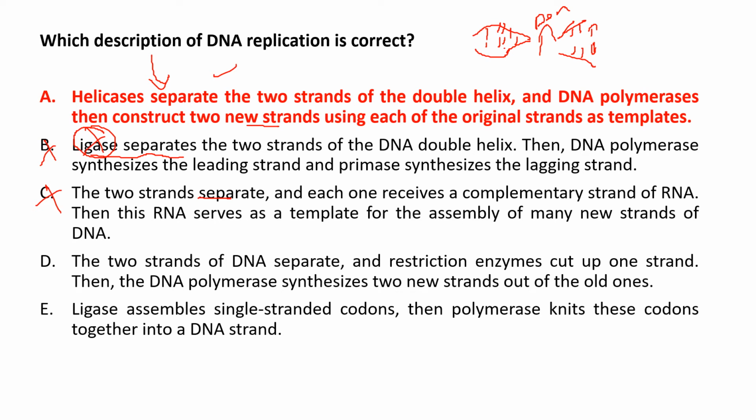Here the two strands separate, and restriction enzymes cut up one strand. This is what happens when you are doing molecular biology: you use restriction enzymes, as I said before, that allow you to cut in a specific way, acting as scissors, and then you can use ligase to insert a new sequence. But this is not what happens during replication.